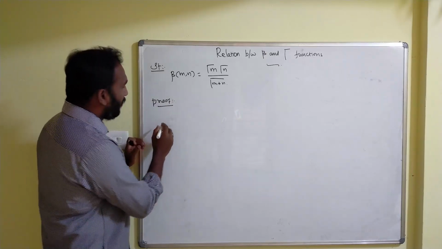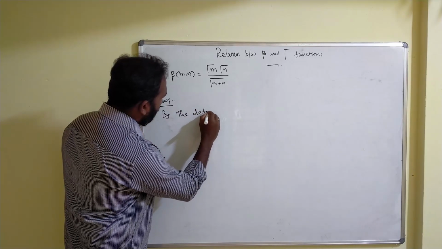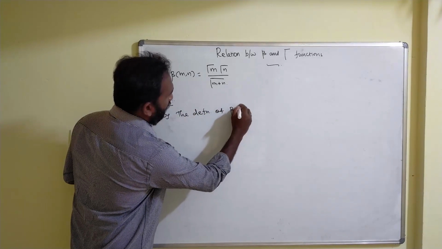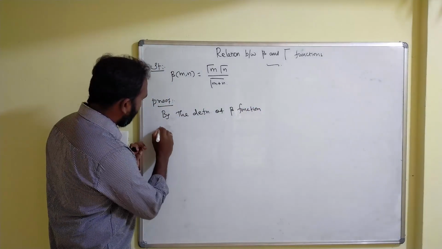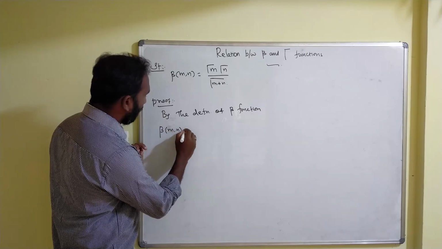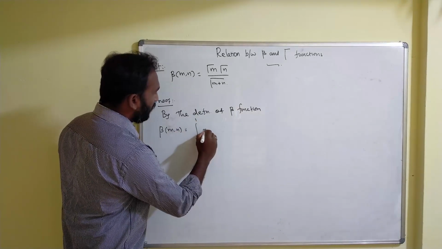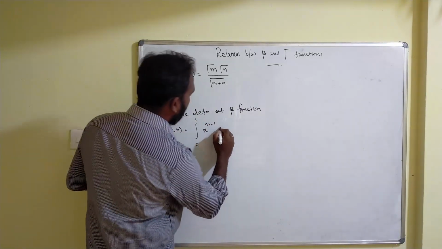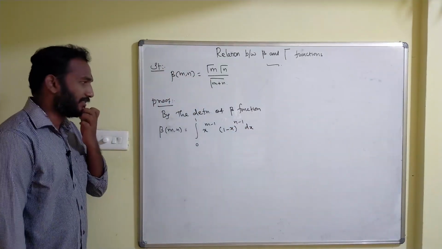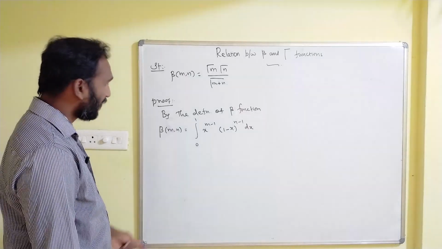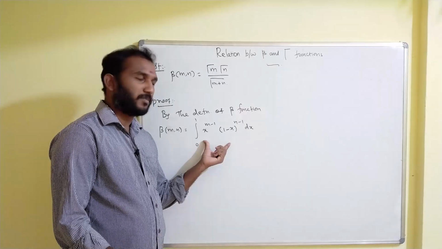By the definition of beta function, beta of m comma n is equal to integral 0 to 1 x power m minus 1 into 1 minus x power n minus 1 into dx. So this is the definition of beta function, and we'll do this integration by parts.